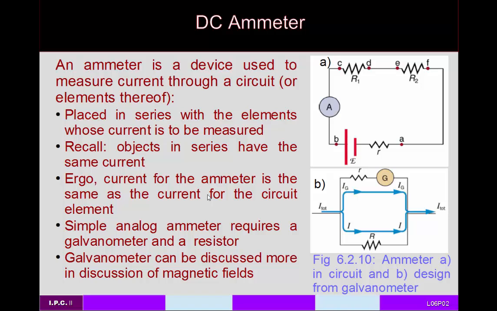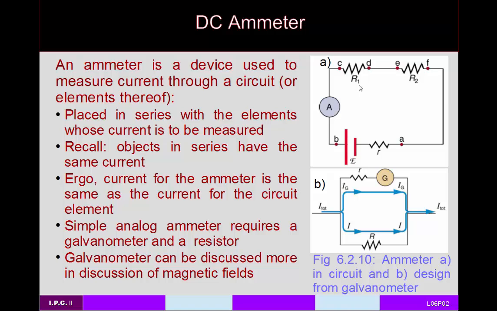Whereas the voltmeter was placed in parallel with the object that you wanted to measure, the ammeter needs to be placed in series. And the reason for that is that when you have elements of a circuit that are in series with each other, the current through all those elements should be equal.